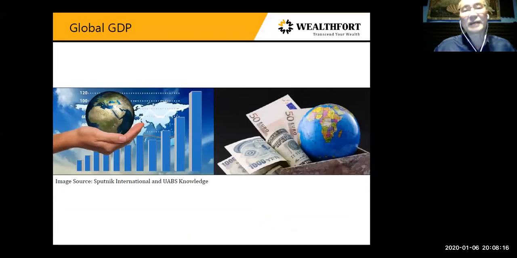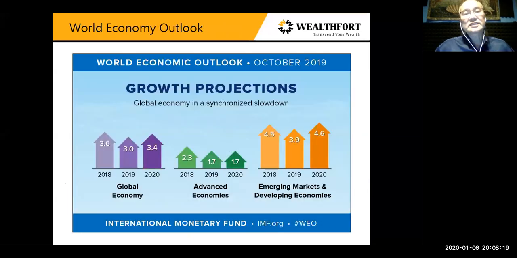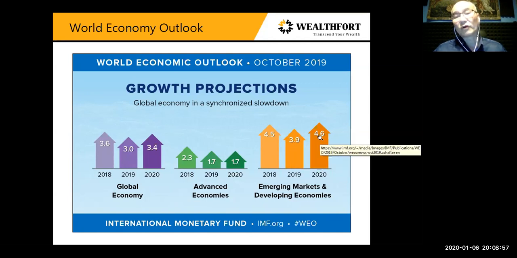Okay, first we'll talk about the global GDP. Now, this is the latest IMF forecast, and you can see that between 2018 and 2019, the IMF has forecast a drop from 3.6% to 3%, and then in 2020, it should inch back up to 3.4%. Advanced economies seem to be fixed at about 1.7% this year and next year, and a lot of hope rests on emerging market and developing economies going from 3.9% to 4.6%.